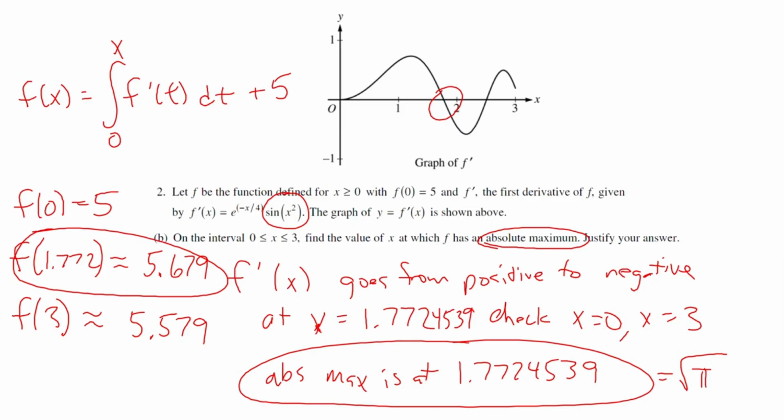They gave you 4 points here for this. One for identifying the candidates, all these candidates, and you didn't actually have to identify 0 because 0 is a location of a minimum, but if you ignored 0, you would have at least needed to explain why. And then you got 3 points for this. So I have 1 for showing that 5.679 was greater than 5.579, showing that f of root pi was greater than f of 3, and 1 for the final answer.